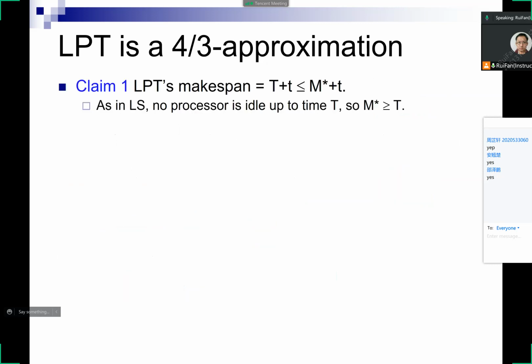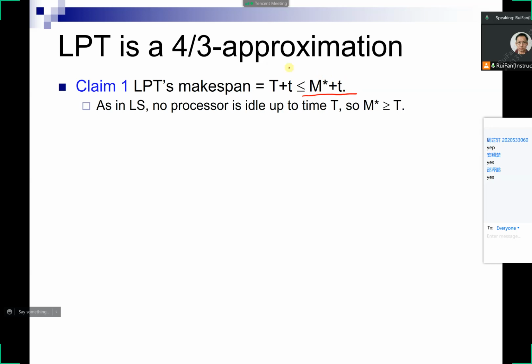Okay, so now we know X is the smallest job, and we're going to make some claims. First of all, LPT's makespan is going to be big T plus little t, because by definition, X is the last job to finish, and it starts at big T and runs for time little t. This big T plus little t, we claim, is going to be no more than M star, the optimal makespan, plus little t.